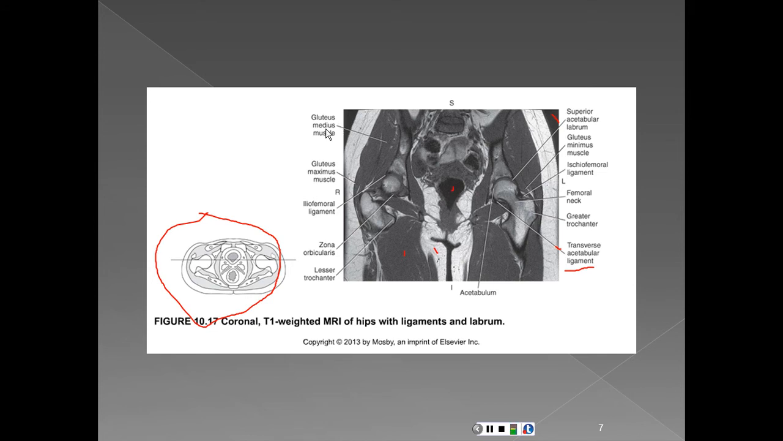So we have the gluteus medius muscle, gluteus maximus muscle. We have the iliofemoral ligament. Good picture of the iliofemoral ligament right there. Remember the iliofemoral ligament is that ligament that's providing a border for the joint capsule of the hip, connecting the ilium and the femur together. So we have the femoral neck, not too difficult. The greater trochanter, we know that. And the ischiofemoral ligament, which is connecting, remember the ischium, the part of the pelvis bone that we sit on, to the femur.